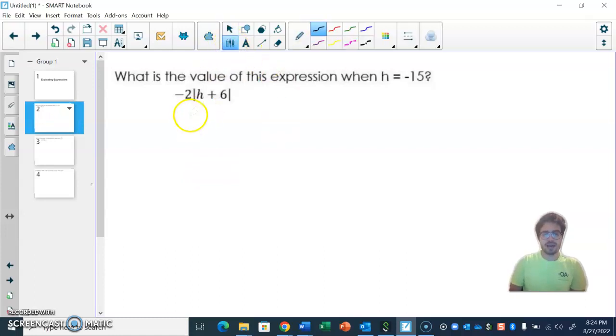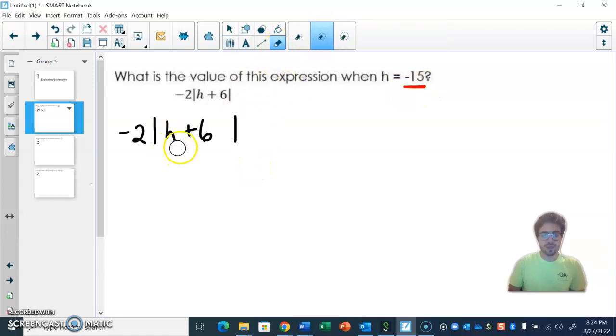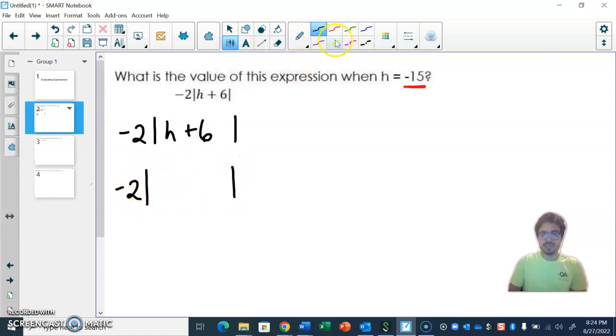So let's look here. Here I have -2 absolute value of h plus 6. This expression has a value depending on what h is. Now they're asking me, if h is -15, what is the value going to be? So I'm going to rewrite the expression, but instead of h, in its place, I'm going to put -15. Okay? And then I have plus 6. And then I'm going to do what I have on the inside.